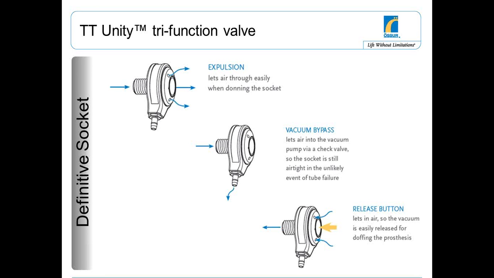And then the release button. Obviously, if someone needs to take the socket off with a system like this, unlike a sleeve system, we have to have a release button. This allows the person to pull out of the socket so air can come in. But also, perhaps if someone's sitting on an airplane for a long period of time, or driving a car, and they don't want to feel a higher level of vacuum that they've drawn inside the socket, they can release that and potentially be more comfortable when sitting.